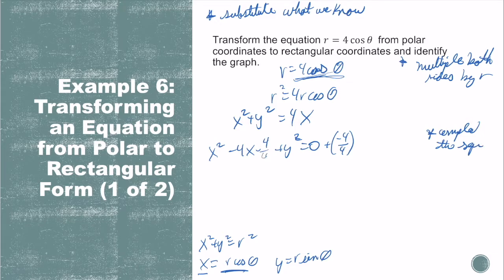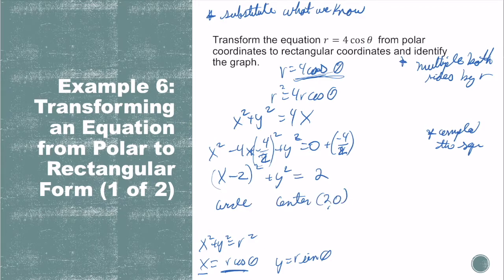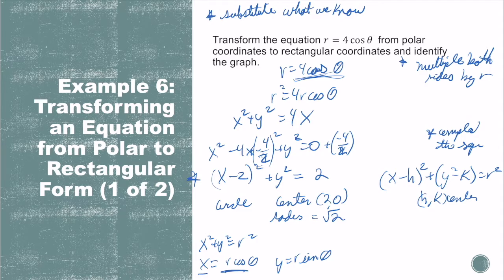To get this in the correct form, I have x minus 4 divided by 2 squared plus y squared equals 4, so x minus 2 squared plus y squared equals 4. So this is a circle whose center is 2, 0. Remember, going back to circles where our center is h, k, when I've got x minus h squared plus y minus k squared is r squared, right? h, k is our center. And our radius is going to be the square root of 4. So this would be a circle.